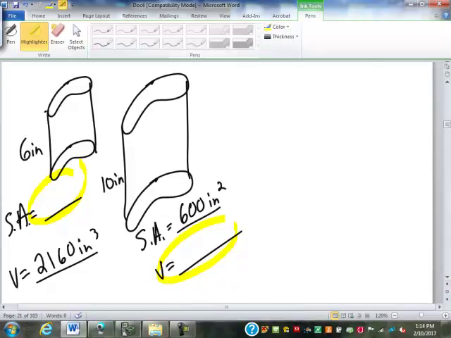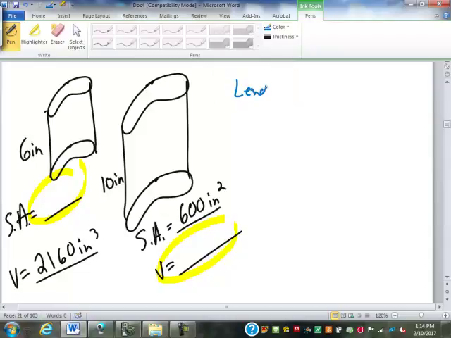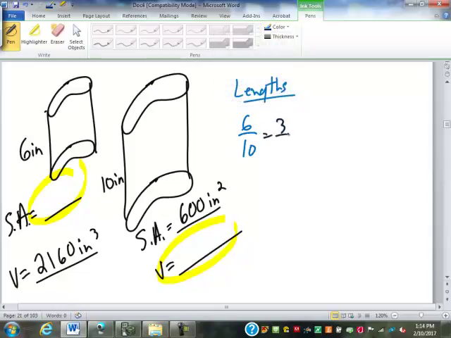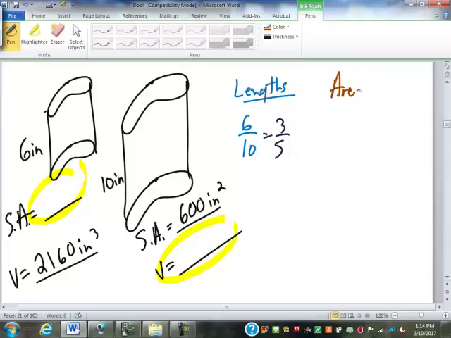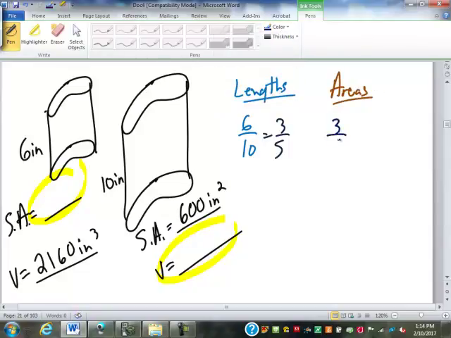Okay, so what's our ratio of lengths here? 6 to 10. Can we reduce that at all? 3 to 5. For the ratio of areas, take the 3/5 and we're going to square it. So it's 9 to 25.